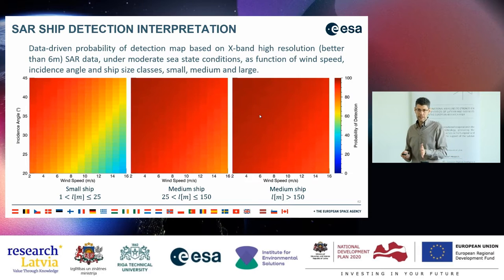when the wind speed starts to increase, then you have a lower probability to detect the ship. That's because, as we said, the higher the wind speed, the higher the backscatter from the ocean, then the contrast between ocean and ship starts to decrease, right?